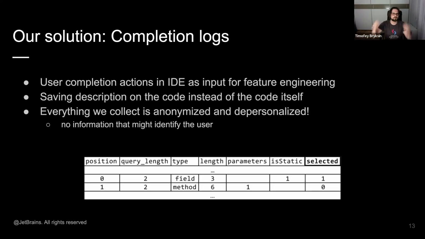We solved this problem by collecting completion users' logs in an anonymous and depersonalized way. All the fields in our logs are either enumerable or numeric. So we don't store any binary blobs, free-form texts, hashes of the code, libraries, lists of libraries you use, or anything else of the sort. If you're interested whether we are looking at your code or not, the answer is no, we don't.